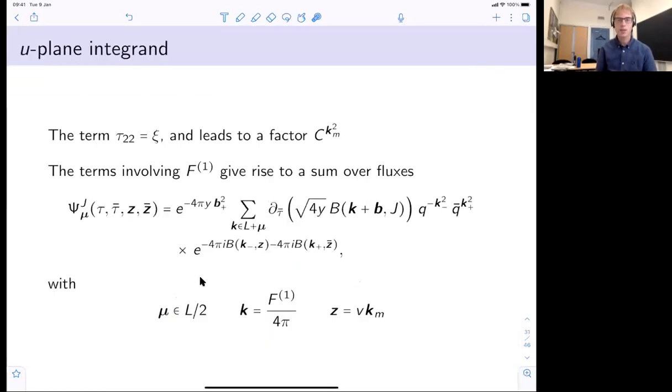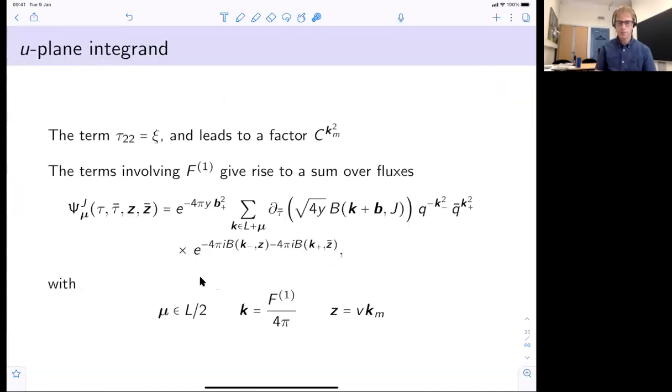Okay, are there any questions about this part? Any questions or comments? If not, we proceed. Okay.